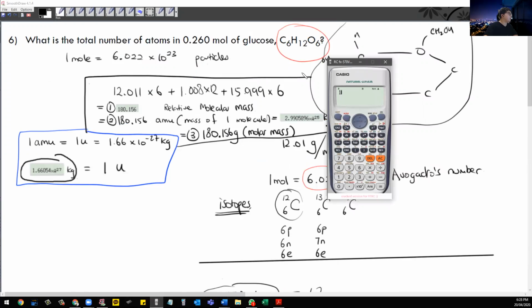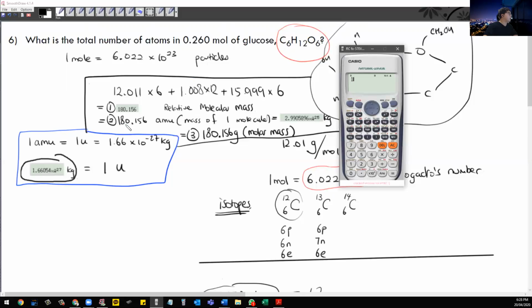If you don't have this technique, then you have to do 180.156 AMU, that's just a tiny mass, which is that much kilogram. And then what I did before: 2.9905896 times 10 to the power of -25, and then you multiply that by Avogadro's number. What is the mass when you collect Avogadro's number many? You see how you get about 180 grams? So we don't have to do that step.